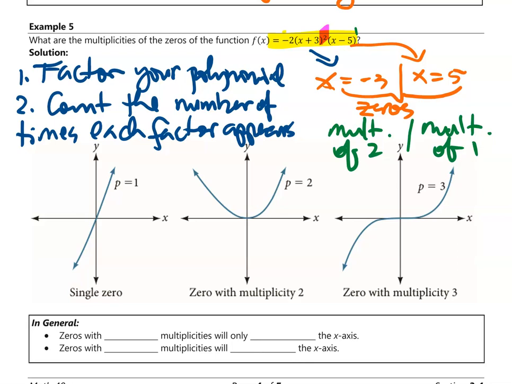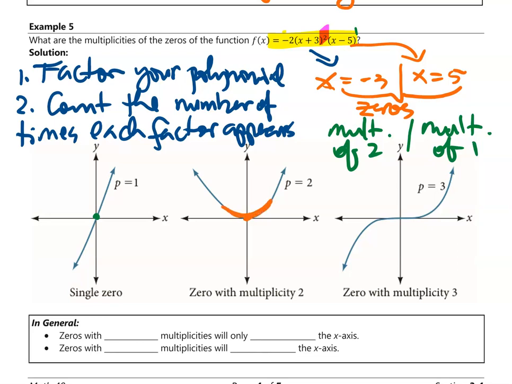Okay, so take a look at some examples here. When p equals 1, it's a single 0, so that's why it crosses the x-axis. And look at the 0 with the multiplicity of 2. Look at this 0 here, multiplicity of 2. When p is equal to 2, the shape is a parabola.